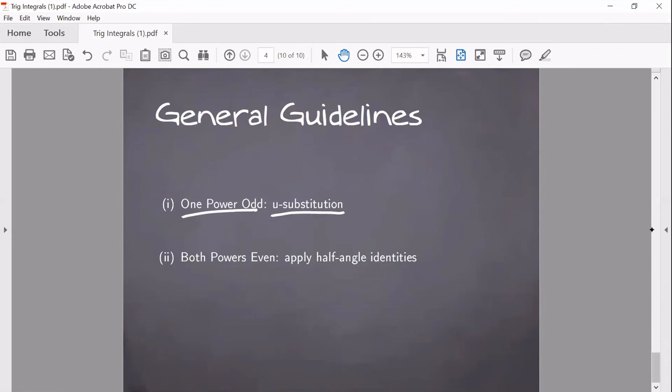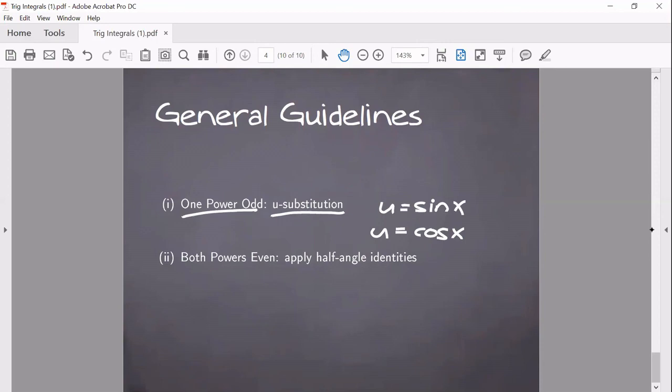In the last example, we let u be sine. That's because cosine was the one with the odd power. So if it happened to be that sine was odd, we would save one of the sine functions for our du, and we would let u be cosine. Okay, so in some cases you let u be sine, and in other cases you let u be cosine. But one of those u-substitutions will work when you use it with the trig identity.